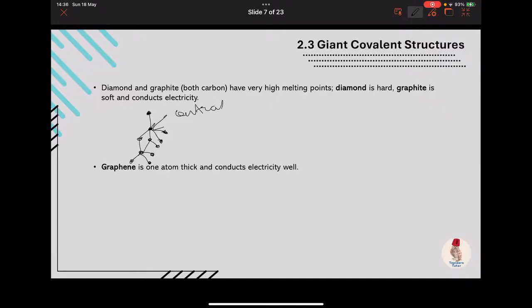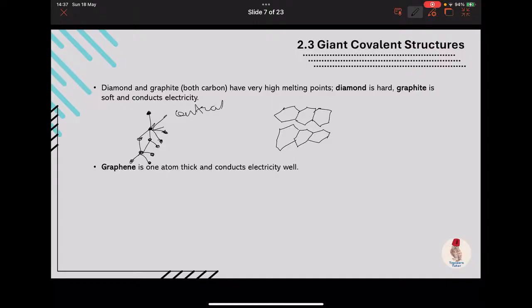Now, graphite, unlike diamond, is soft and it conducts electricity. This is because it is arranged in a hexagon shape. So it has hexagonal sheets such as this, and there are many sheets on top of each other, just like that. And as they are in layers, they are able to slide over each other, and that's why graphite is slippery, and it is used as a lubricant as well. And it can conduct electricity, as delocalized electrons can move between the layers of the carbon sheets.